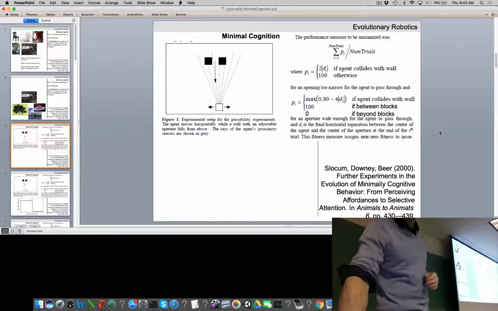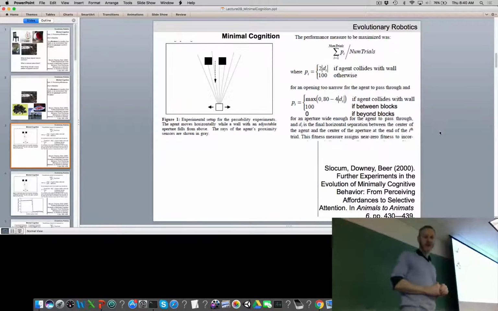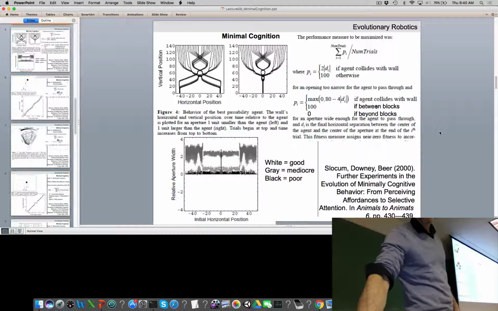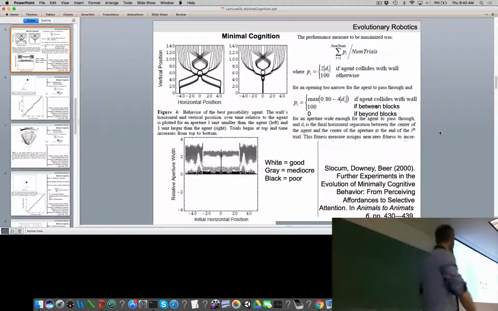And as was just pointed out, we tried to create a minimal environment in which to evolve a robot capable of perceiving affordances. We have these pairs of blocks that are falling, and we've formulated a fitness function on the right that selects for robots that will perceive the affordances in the way that it will consider the width of the gap between the pair of objects relative to its own body.